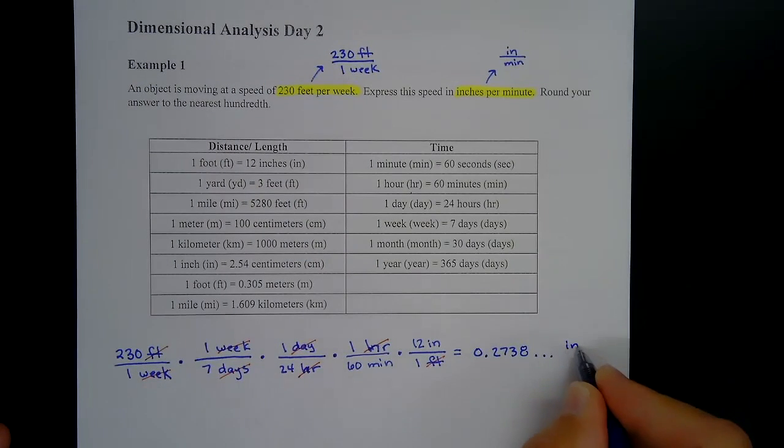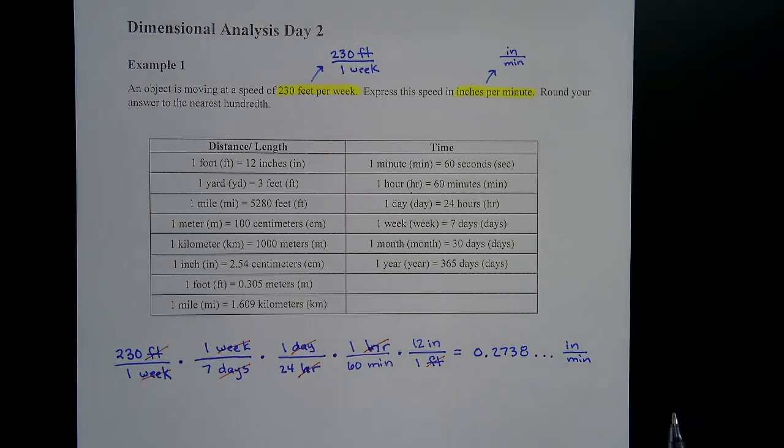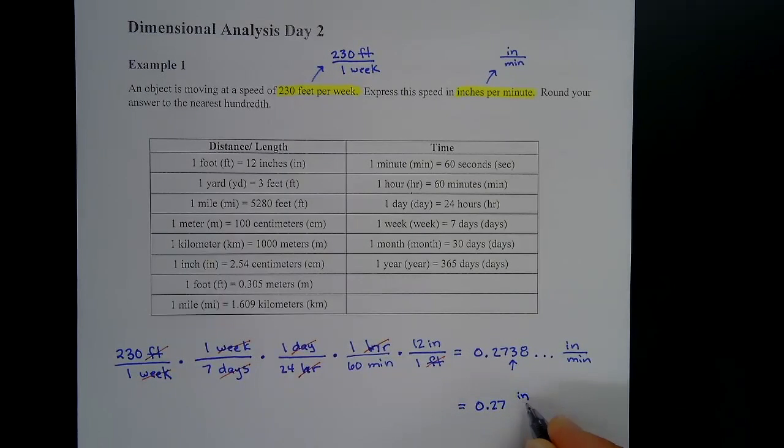My units are inches per minute, right? Now, if I want to round to the 100th place, I need to look at the 3rd decimal place, which is this one right here, the 3. Well, because that's not 5 or bigger, I'm not going to do anything. I'm just going to keep it 0.27. So my final answer to this, and the one you'd want to type into Delta Math, is 0.27 inches per minute. And that's how fast this object is moving.